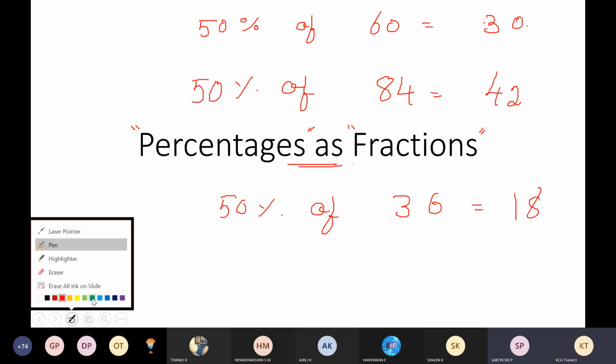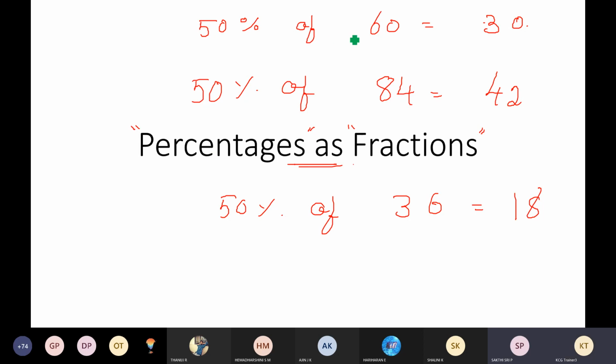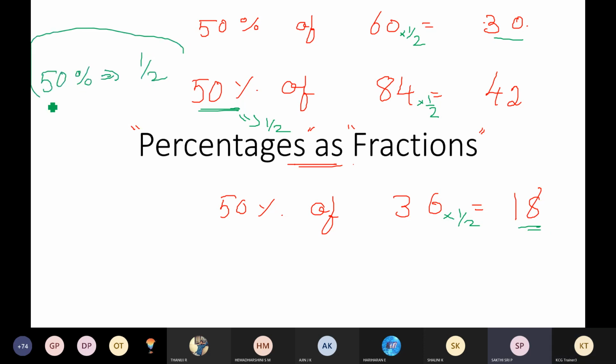Now, if you guys have noticed one thing, if I ask you 50% of a number, it is one of the simplest things because all you have to do is find out the half of that number. That's your answer. Correct? Because 50% corresponds to half. So half of this number is 18. So just like how 50% corresponds to half, there are certain other percentages with their corresponding fractions. Okay, so that is what we are supposed to remember.